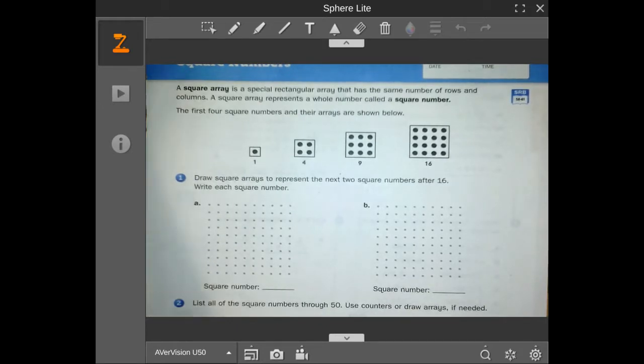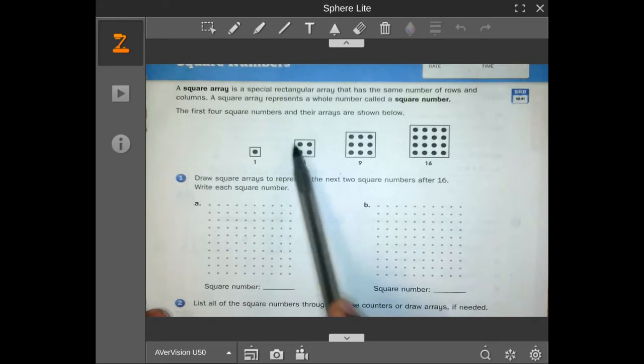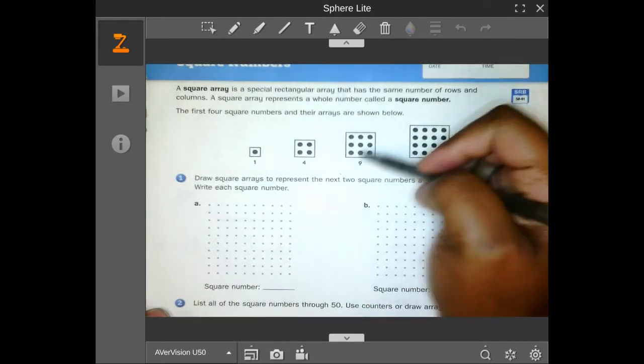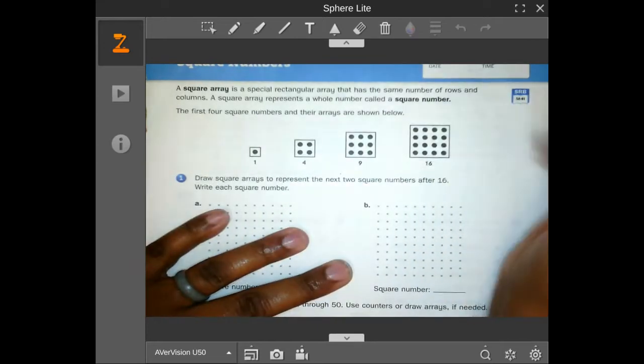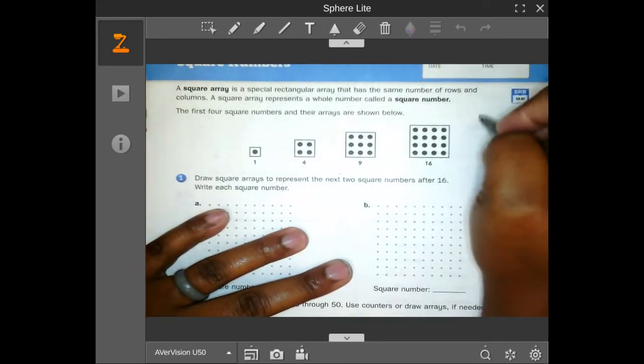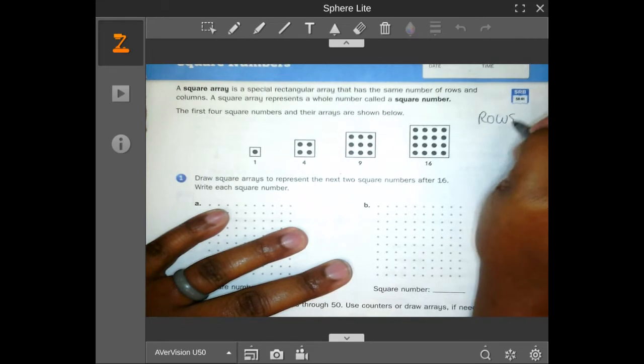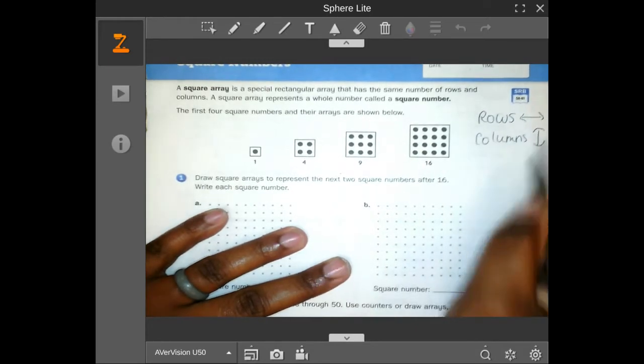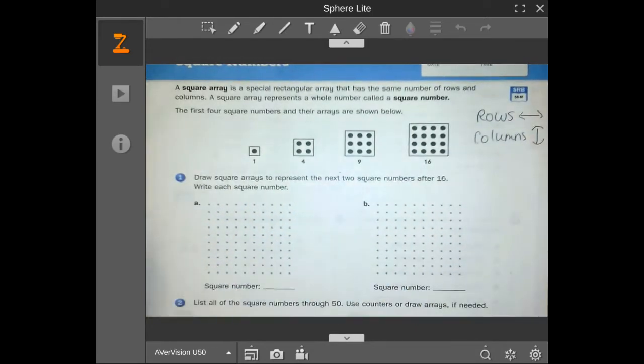Just a reminder, rows go across, and columns go up and down. So it might help if you need a reminder. Let's give ourselves a reminder. Rows go across, columns are up and down. So that's a row, that's a column. Just a reminder, I know that you know.